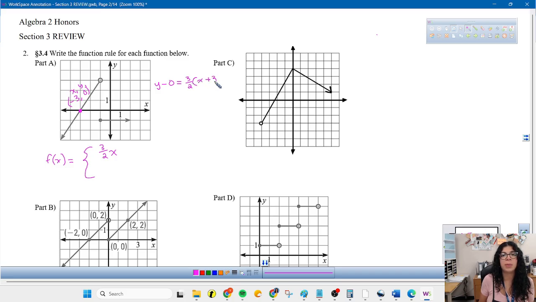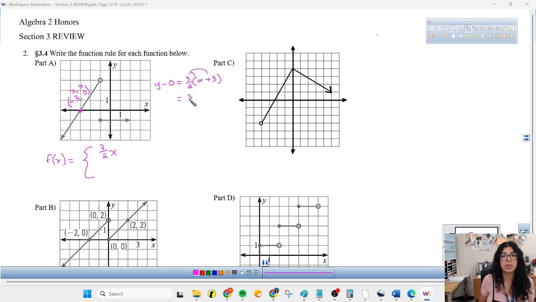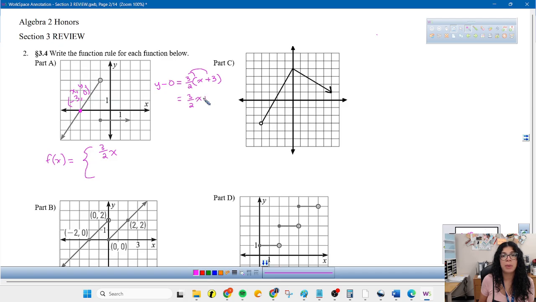Since x1 is negative, it'll be plus 3. I then distribute 3 over 2, which gives me 3 over 2x plus 9 over 2. And y minus 0 is just y. So the equation here is 3 over 2x plus 9 over 2. So it was 4.5. Now, when am I using that line? I'm using this line to the left of negative 1, when x is less than negative 1. Not including negative 1 because notice that is an open circle there.